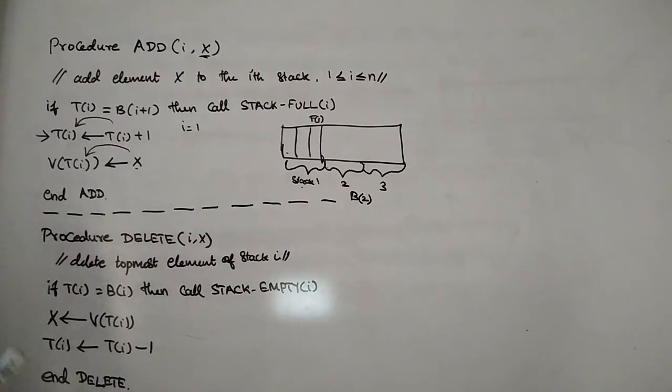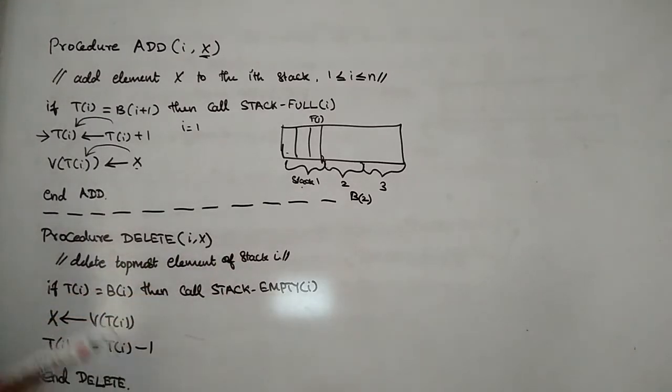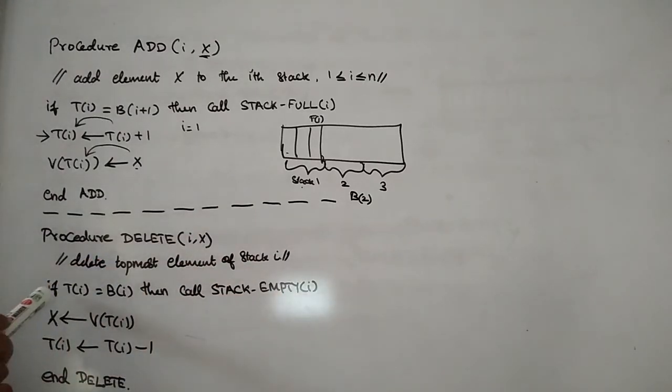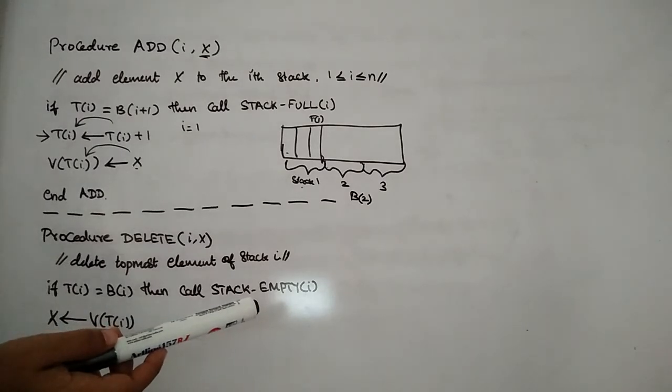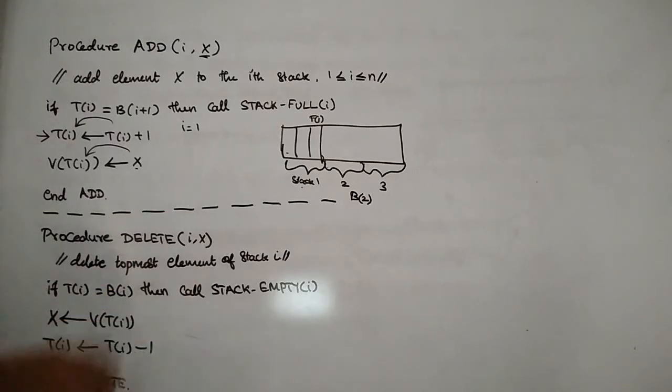Just like that, the same procedure will be followed in multiple stacks also. So here we are defining one procedure as delete of I comma x, which deletes the topmost element of stack I. Here we are going to check the conditions. This you know very well: whenever the stack is empty, we are not supposed to do pop operations. So while doing pop operations, it's very important to check whether the stack is empty or not.